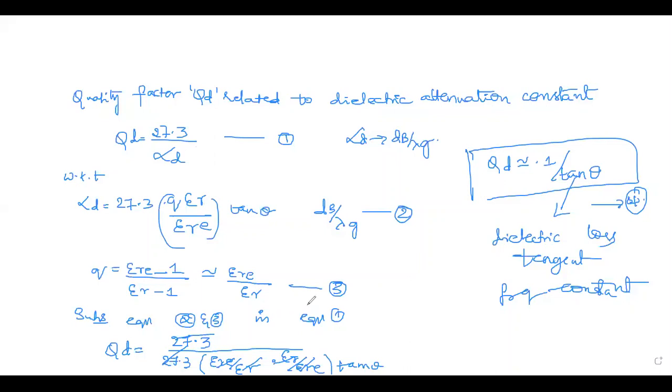Consider that as equation 3, and substitute 2 and 3 in the first equation. For alpha D, you substitute this. Then for Q, you can substitute epsilon R by epsilon RE. So the terms get cancelled and you will be left with approximately 1 by tan theta, which says that the QD, the quality factor for dielectric attenuation constant of a microstrip line, is approximately the reciprocal of dielectric loss tangent, which is nothing but tan theta, and is relatively constant with frequency.